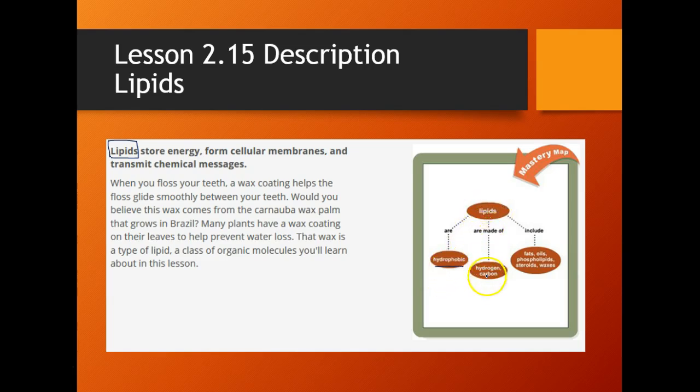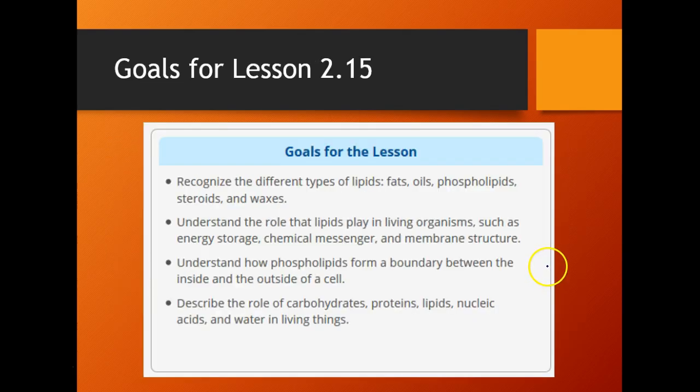We're going to go over how lipids are made up of both hydrogen and carbon mainly, and then we'll go over different examples of lipids like fats, oils, phospholipids, steroids, and waxes. So the goals for today's lesson is that you'll be able to recognize different types of lipids, again, fats, oils, phospholipids, steroids, as well as waxes.